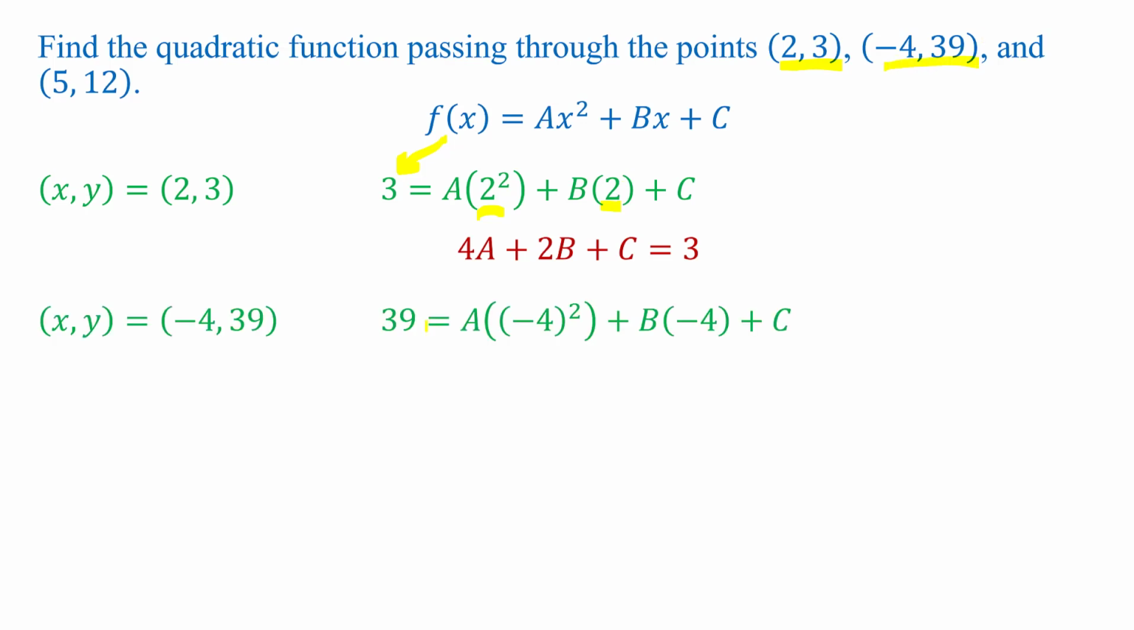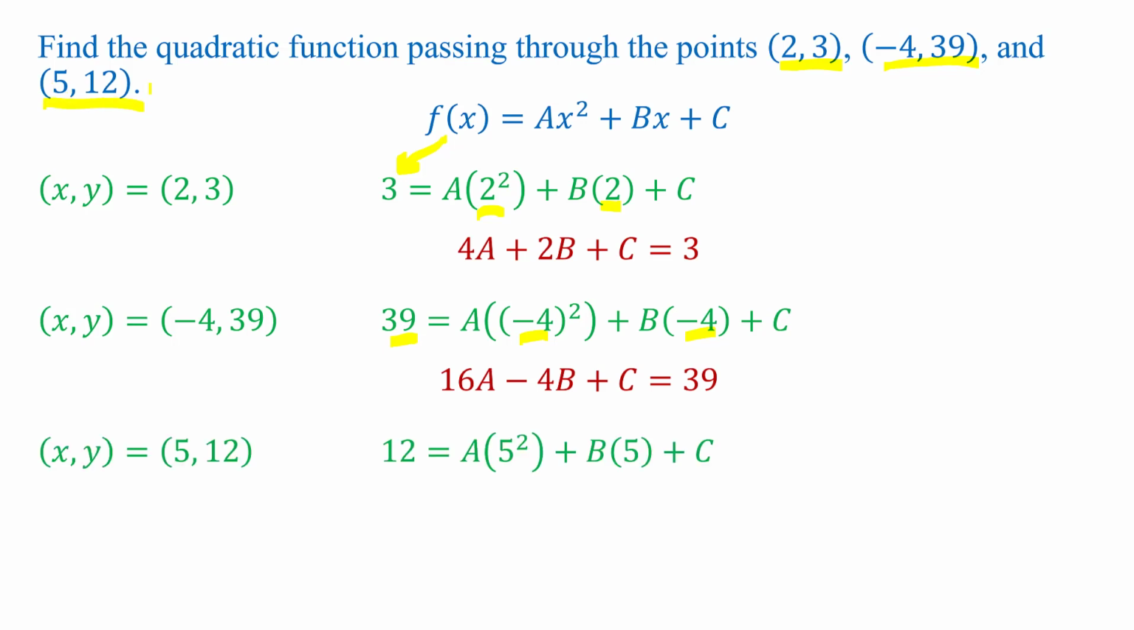We'll plug in 39 for y, we'll plug in -4 for x, and we end up with 16a - 4b + c = 39. And then finally, we'll take the point (5, 12), where x is 5, y is 12. We get 12 = a times 5² + b times 5 + c. Simplify to get 25a + 5b + c = 12.